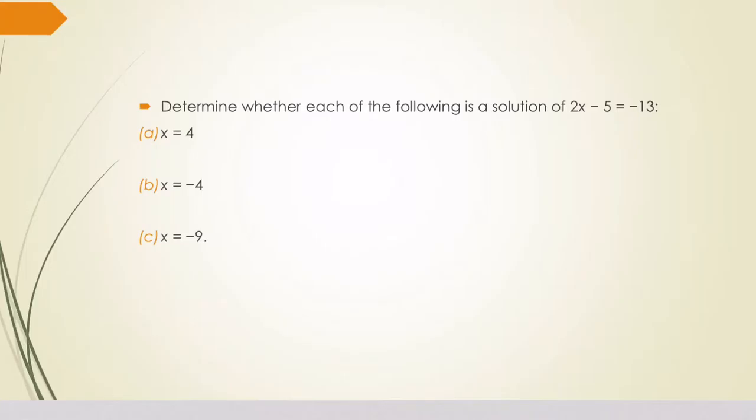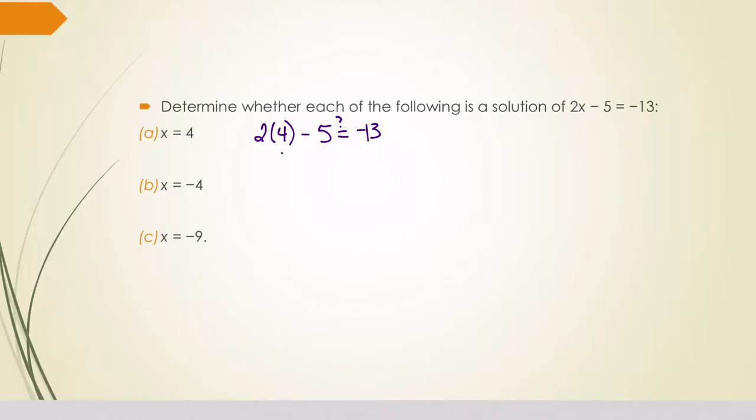So it says to determine whether each of the following is a solution of 2x minus 5 equals negative 13. So for part A, I'm going to place 4 wherever I see x, and I'm going to see if it makes a true statement. So I've got 2 times 4 minus 5 equals negative 13. And I'm going to put a question mark there because I'm not sure. I'm checking. So I'm going to multiply this out.